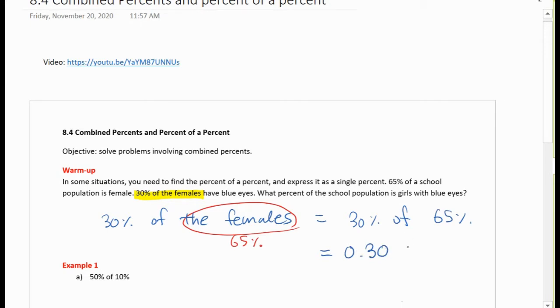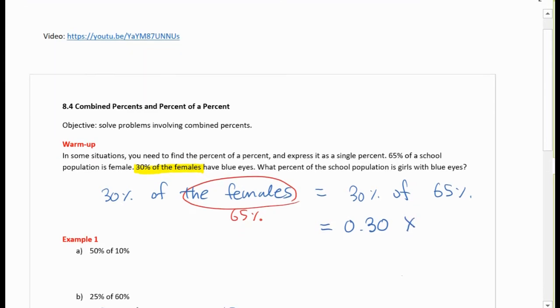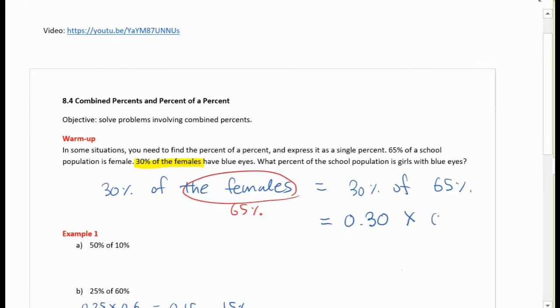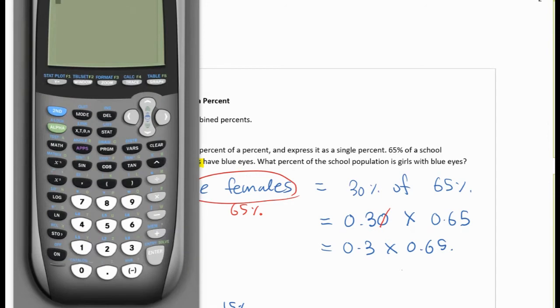0.30 of, in mathematics, "of" is multiplication. So it's 0.30 times 0.65. You may omit the 0 below the decimal point, so it's basically 0.3 times 0.65. Let's use a calculator: 0.3 times 0.65 is 0.195.